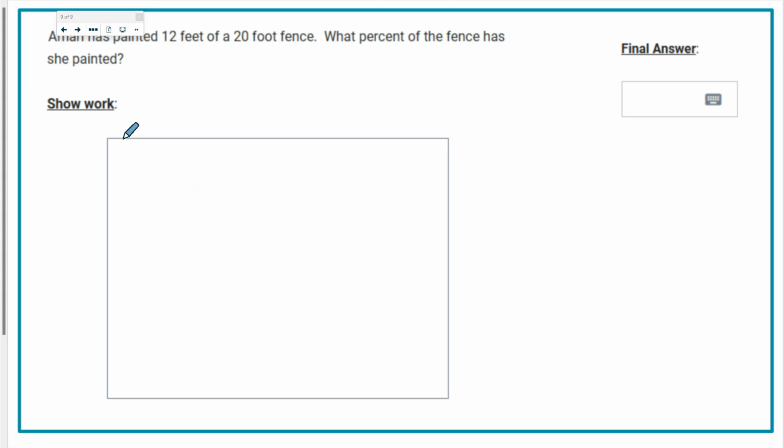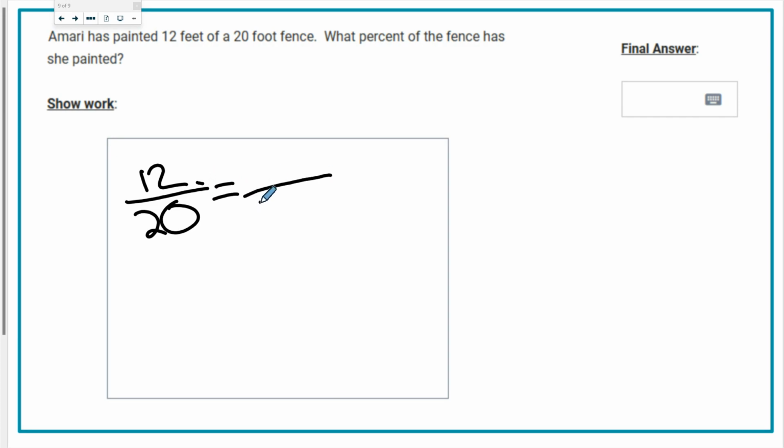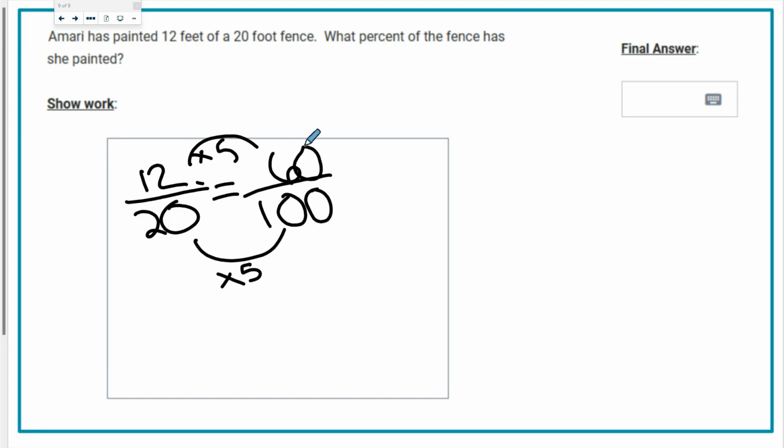All right, last question. Amari has painted 12 feet of a 20-foot fence, so 12 out of 20 feet. What percent of the fence has she painted? So we are looking for a percent, so we want a new bottom of 100. To go from 20 to 100, we multiply by 5 because 5 20s make 100. If we multiply the bottom by 5, we also multiply the top by 5. 12 times 5 is 60.